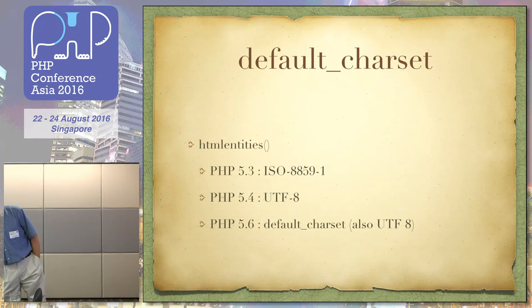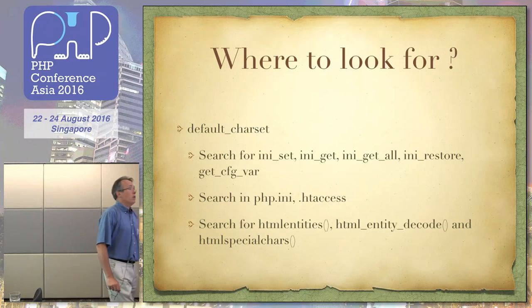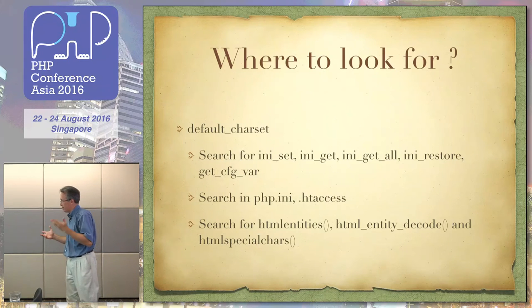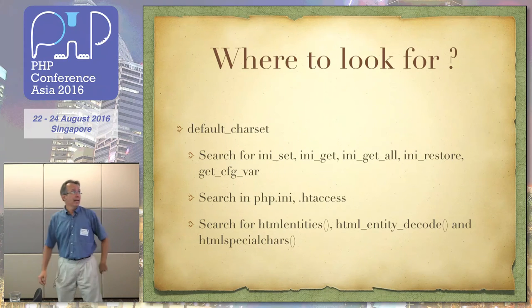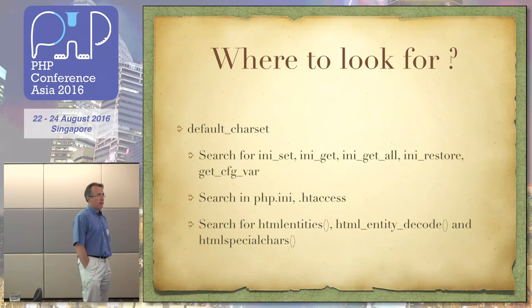So where do we look? For charset in general, we look for all the functions that are dealing with the ini: ini_set, ini_get, ini_get_all, ini_restore, which won't get any arguments, but is going to put everything back to normal. And there is this one, which does not start with ini, but it's still in the list. Then you can search in your php.ini and access if they have an impact. And the three other ones that are impacted: htmlentities, html_entity_decode, and htmlspecialchars.